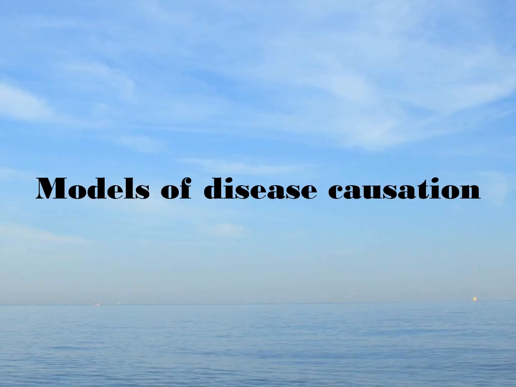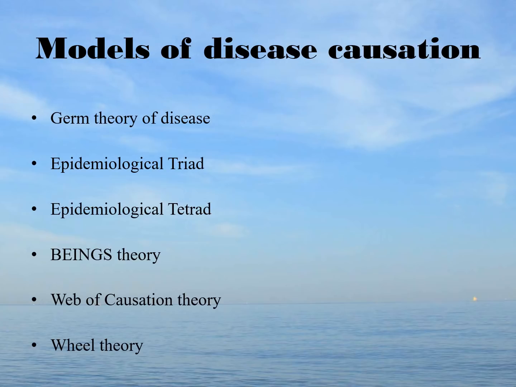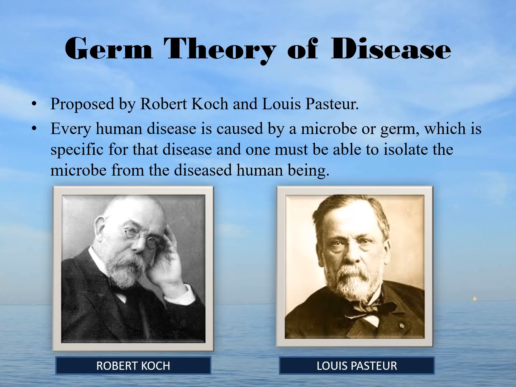We follow a lot of models of disease causation. Germ theory, epidemiological triad and tetrad, beings theory, web of causation theory, and wheel theory, which we will discuss. First is germ theory of disease, which was proposed by Robert Koch and Louis Pasteur. It states that every human disease is caused by a microbe or germ, which is specific for that disease, and one must be able to isolate the microbe from the diseased human being.